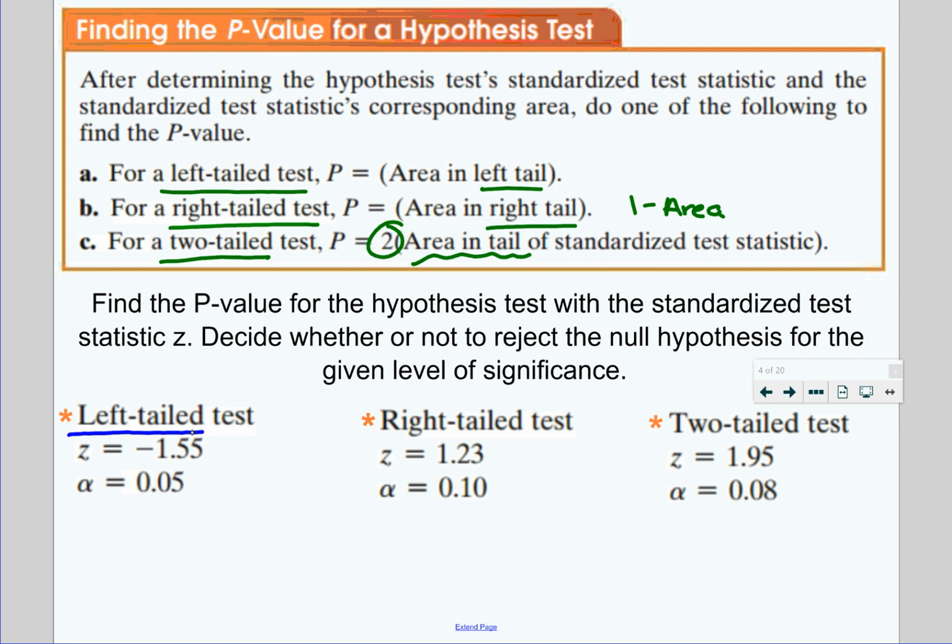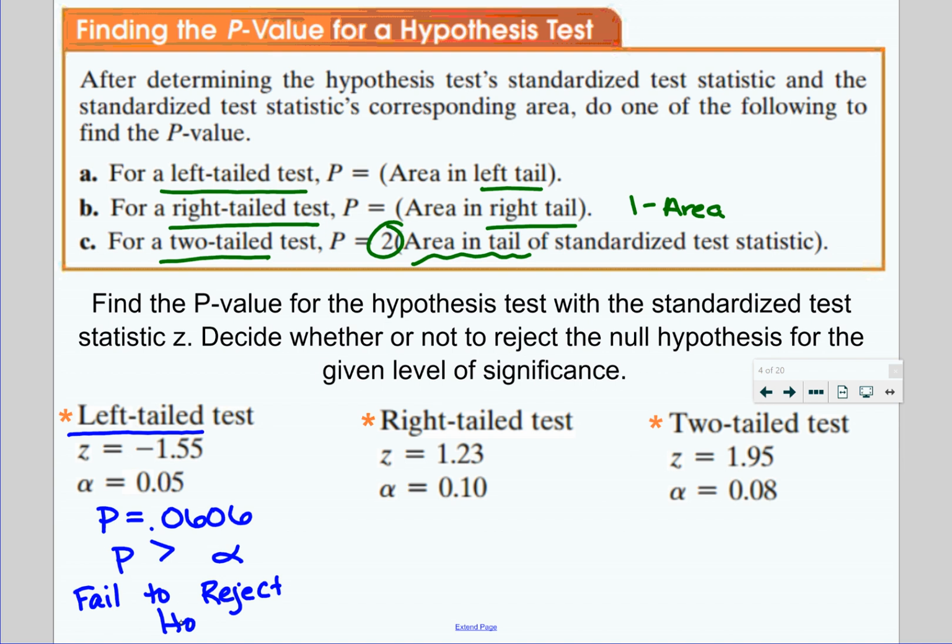It's negative 1.55. So you're going to look on your chart at negative 1.55, and you're going to see 0.0606. If it's a left tail test, it's exactly that number, 0.0606. And then we compare P to alpha. In this case, P is greater than alpha. So do we reject or fail to reject? We fail to reject our null hypothesis.